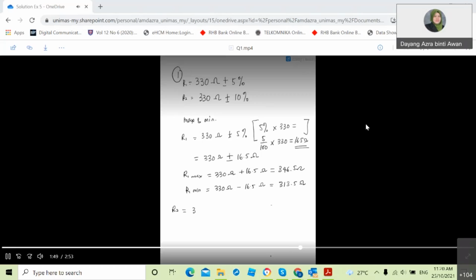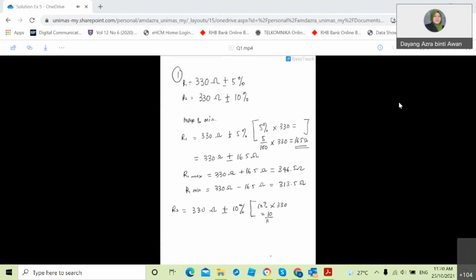We have 330 ohm plus minus 10%. So 10% from 330, we have 10 divided by 100 multiplied by 330. So you have around 33 ohm. So this is the absolute value of the resistor number 2. So R2 can be written as 330 ohm plus minus 33 ohm.